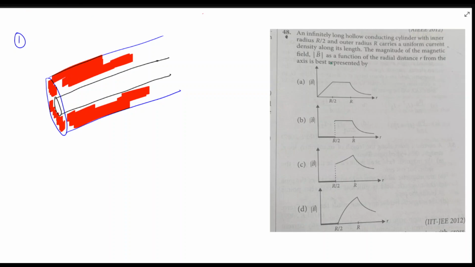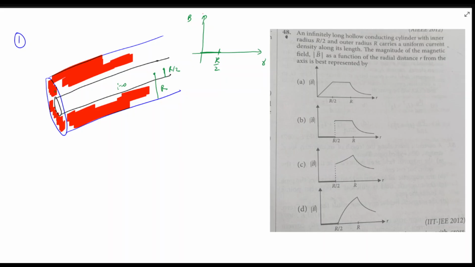Now in the question, we have to plot magnetic field versus r. So look, the inner radius is small r by 2 and the outer radius is capital R. We have to plot magnetic field with r. For r less than R by 2 there is no current, so I is 0 here, so there will be no magnetic field. If I start to plot like this, there is no magnetic field till capital R by 2.